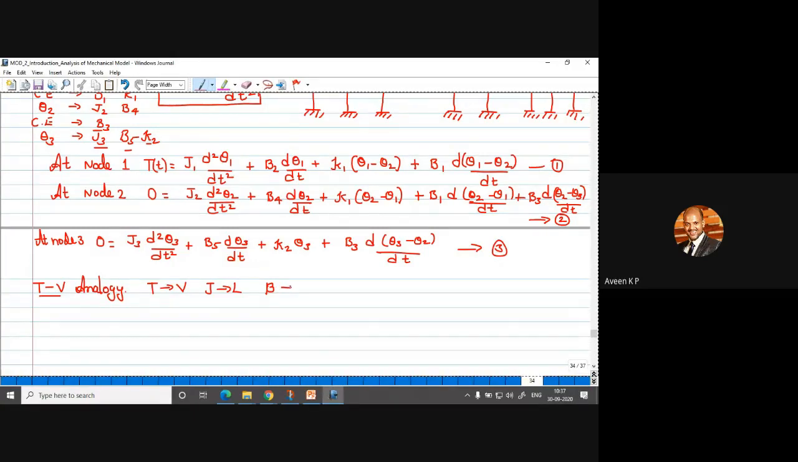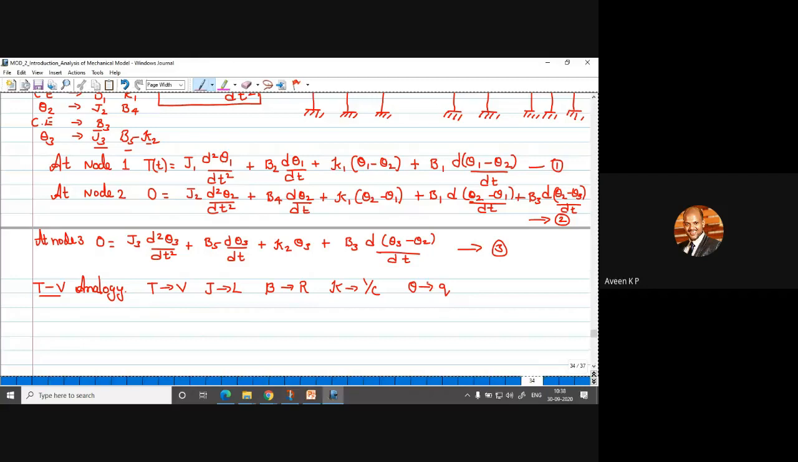So friction will replace R, resistance, and K, the spring constant, will be replaced by, you need to remember this, 1 by C, reciprocal of capacitance. And in the same fashion, we will represent theta as Q. Okay, theta as Q. Q is nothing but the charge. Theta is angular displacement.